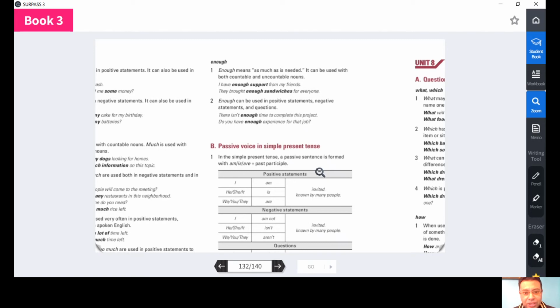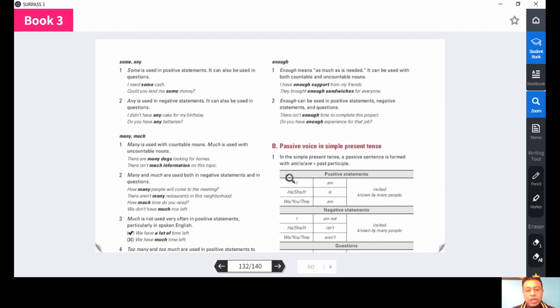Enough can be used in positive statements, negative statements, and in questions. So you can use it in three: affirmative, negative, and question, no problem. There isn't enough time to complete the project. Do you have enough experience for that job? So this is important. Please try to check this material. Get familiar with the words, with the alternatives for countable and uncountable words. And this is going to be important for our future in our semester.